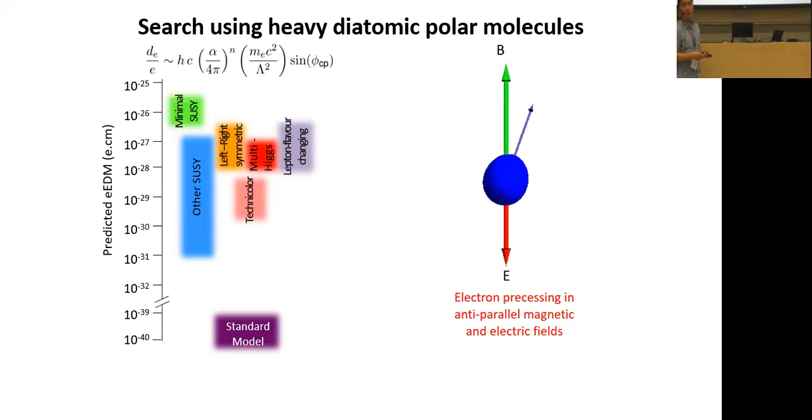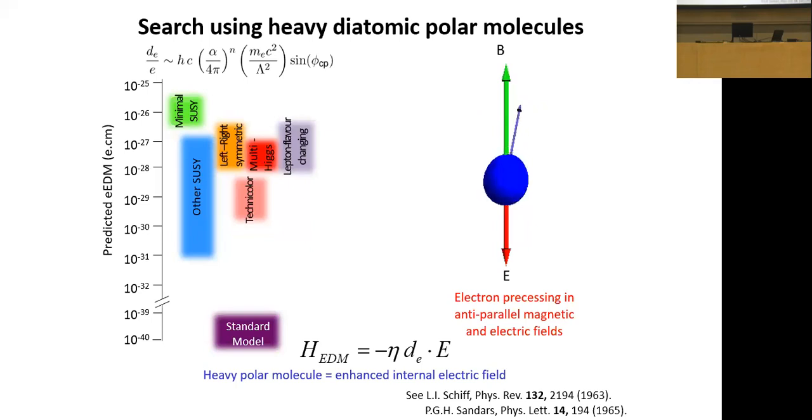And in here, we want to apply an electric field as strong as possible. And this is why we use heavy polar molecules, as Tanya said. So it is shown in these two papers that the effective electric field that the electrons experience inside polar molecules can be enormously enhanced. That's basically because the polar molecules can be easily polarized by an applied electric field. And in YbF, it's about 1 million times.